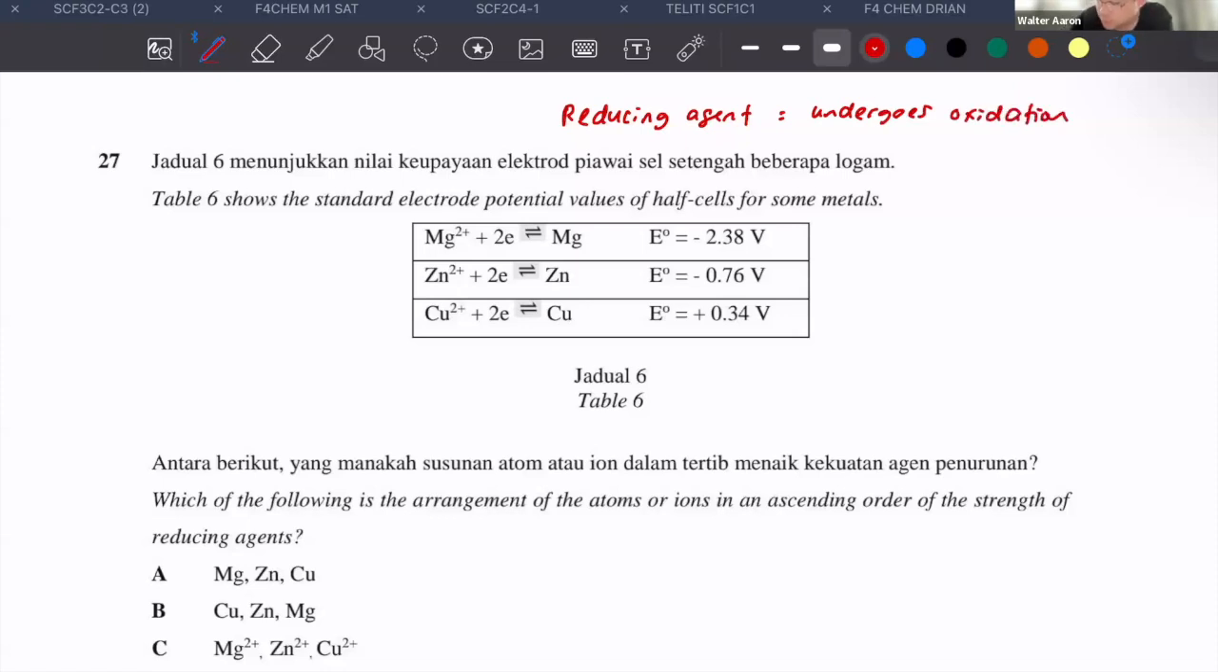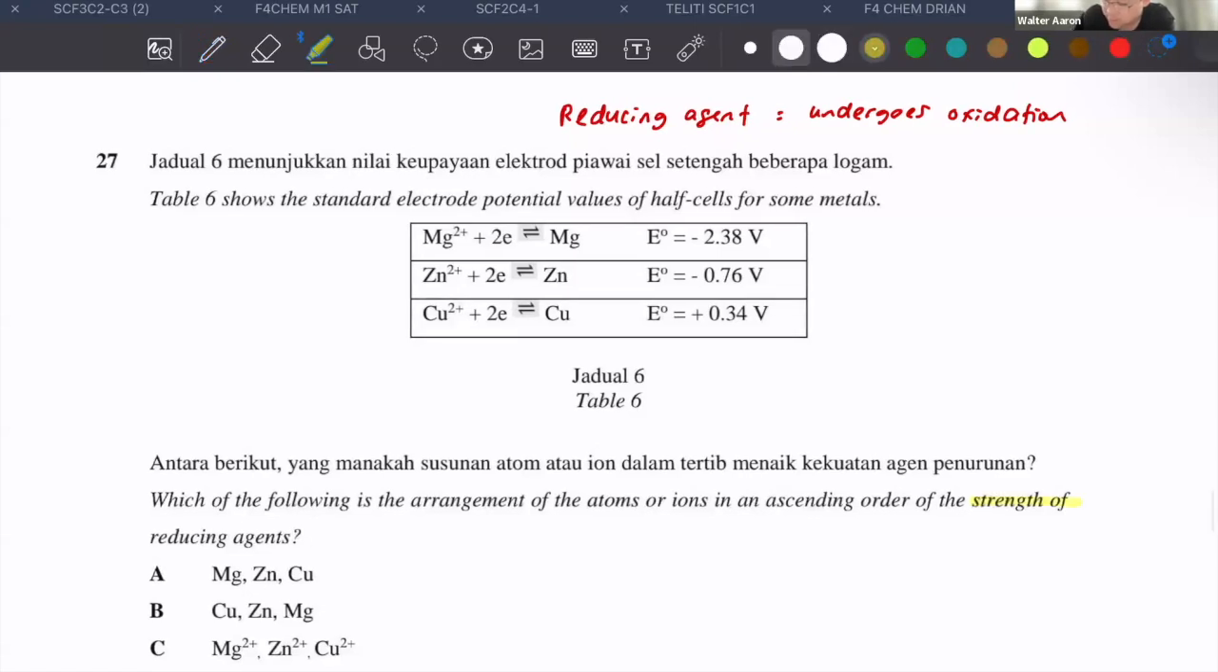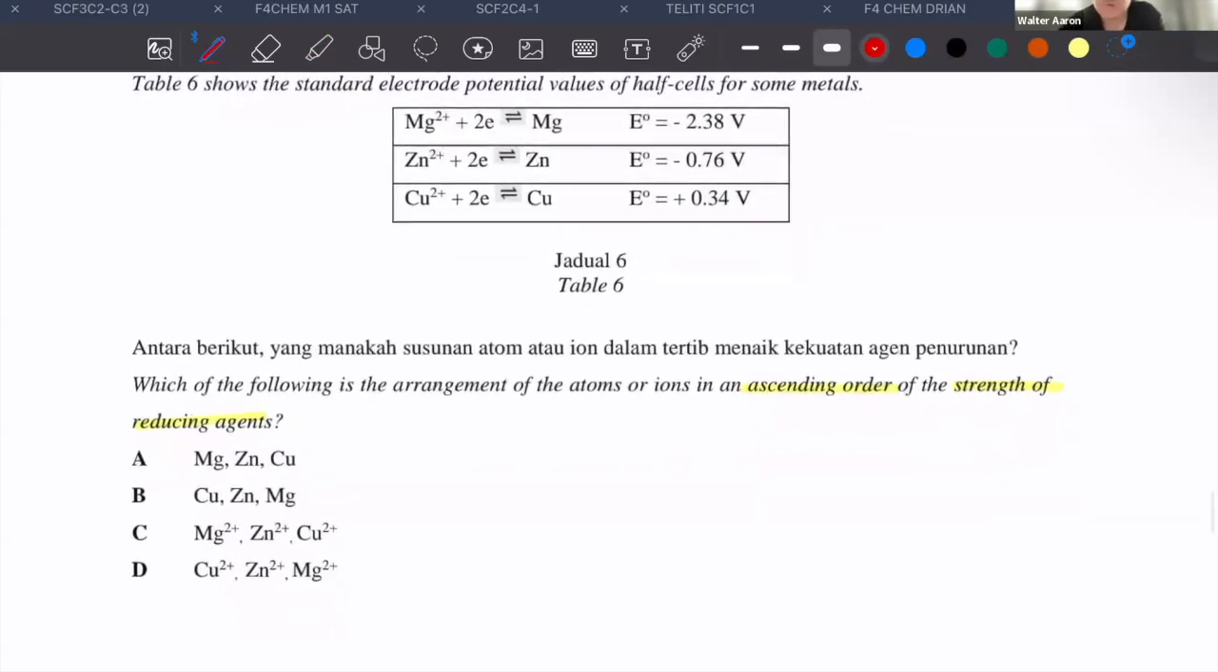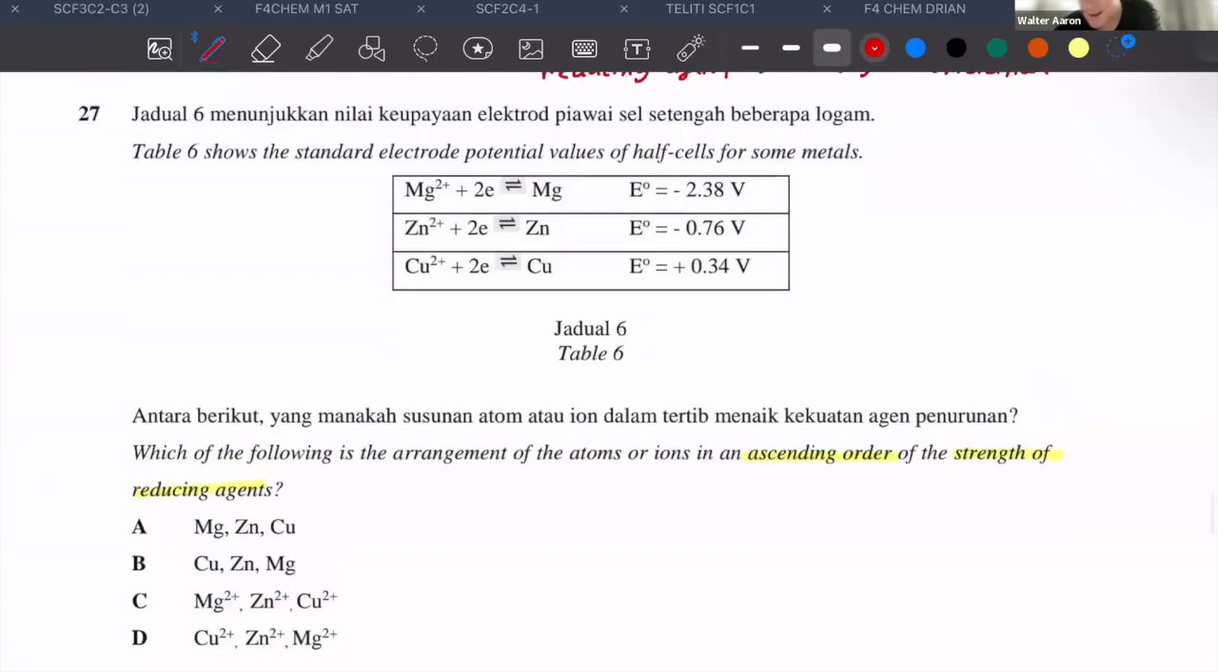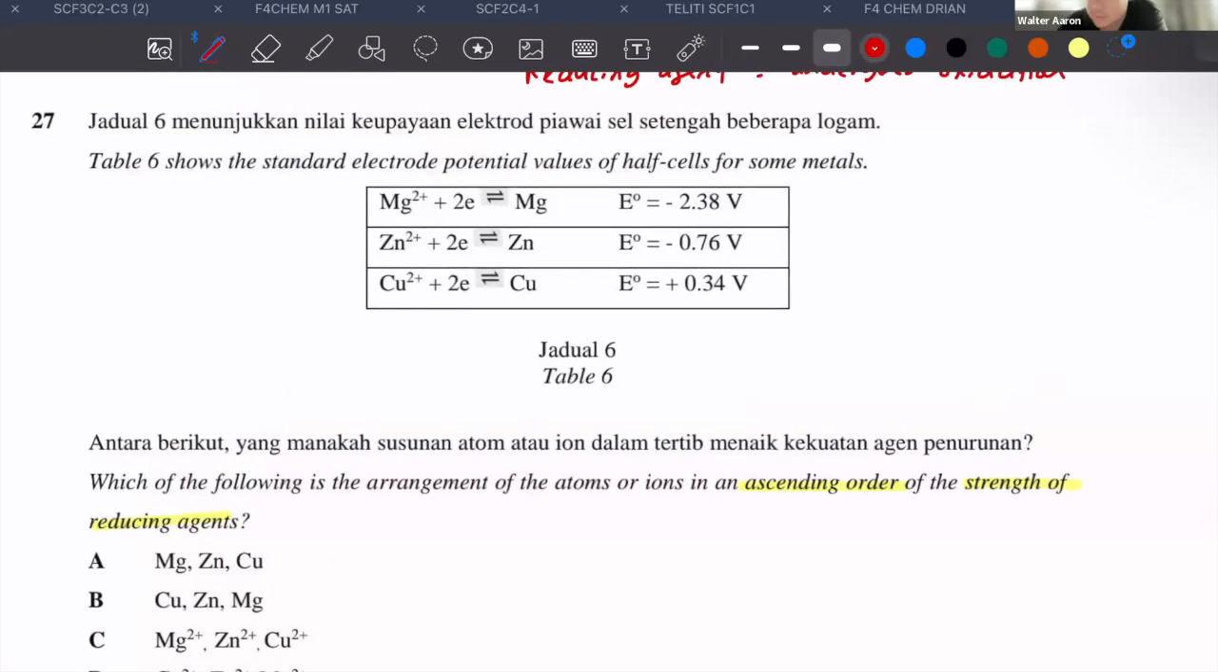So if they're asking you the arrangement of the strength of reducing agents in ascending order, it is referring to the one that can be oxidized the least easily. Wait, that's very confusing. How about this? Before the E0 value, it's easier. The more negative the value of the E0, the better it is as a reducing agent.